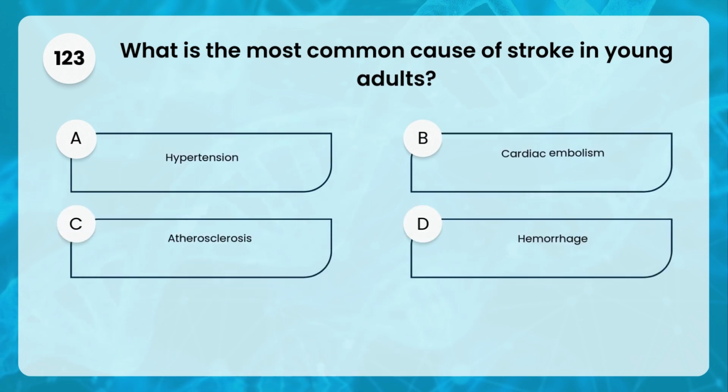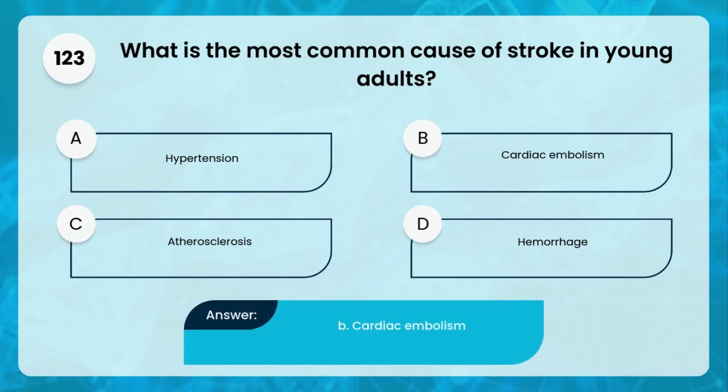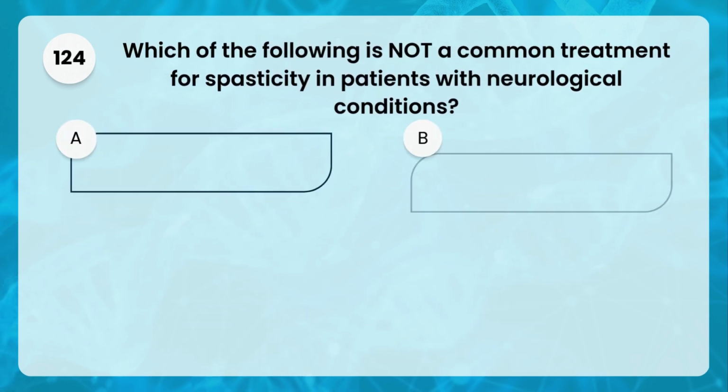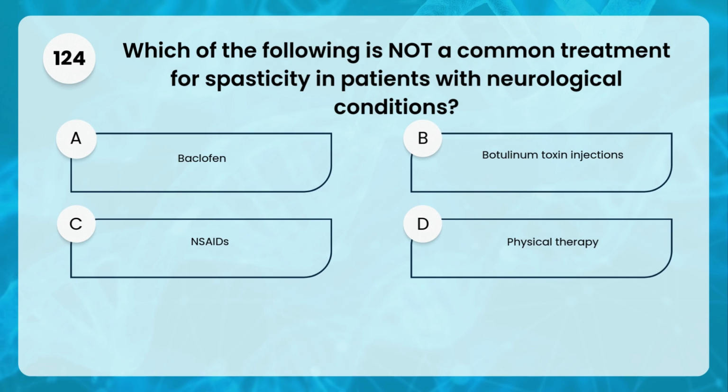123. What is the most common cause of stroke in young adults? A. Hypertension. B. Cardiac embolism. C. Atherosclerosis. D. Hemorrhage. The answer is B. Cardiac embolism.